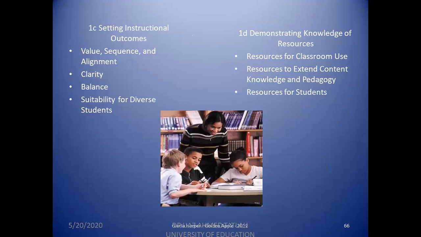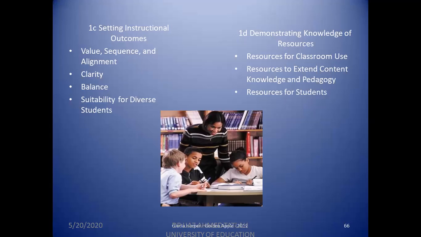1C, setting instructional outcomes. You can see in this diagram how the teacher is participating with his disciples. So through this, when they are setting the instructional outcomes: values, sequence, and alignment, clarity, balance, suitability for diverse students. So different types of students are there in the class. There is the diversity. So given the diverse nature of the students, they have to set their goals that are common for everyone.